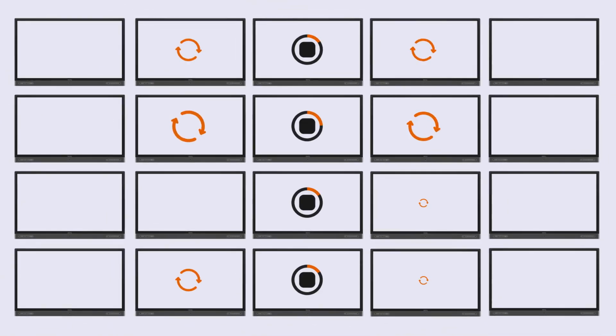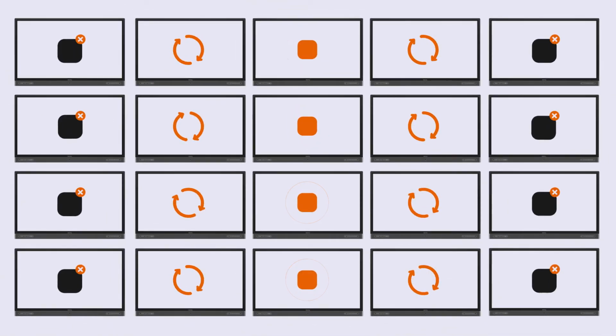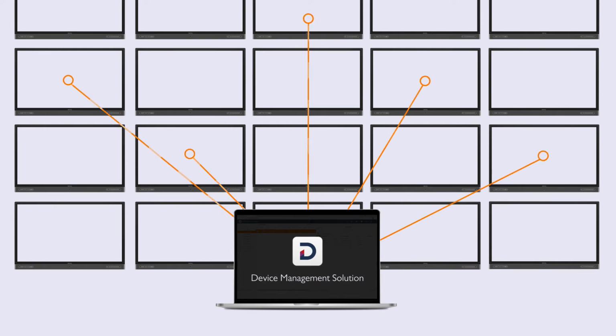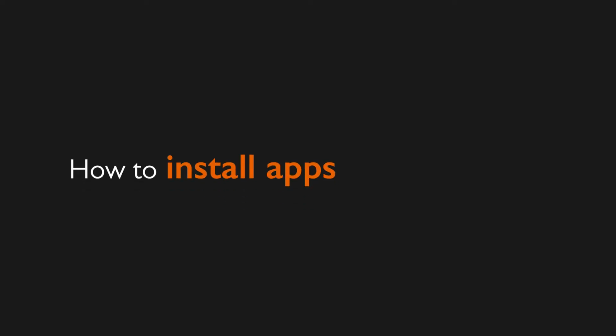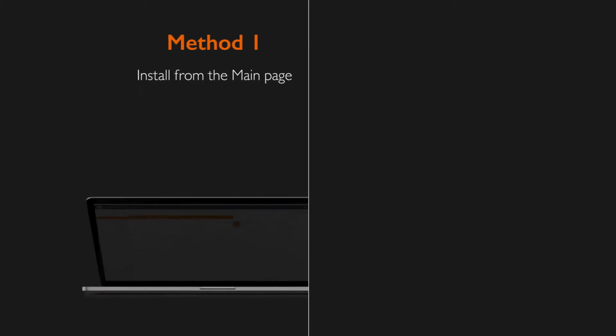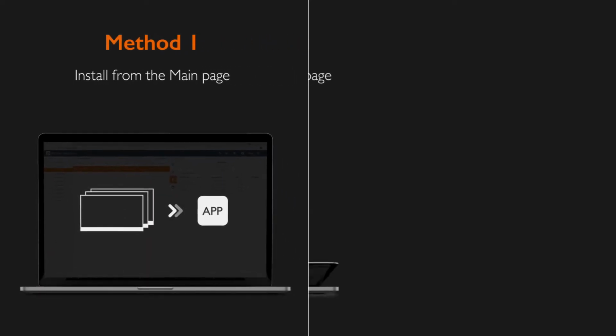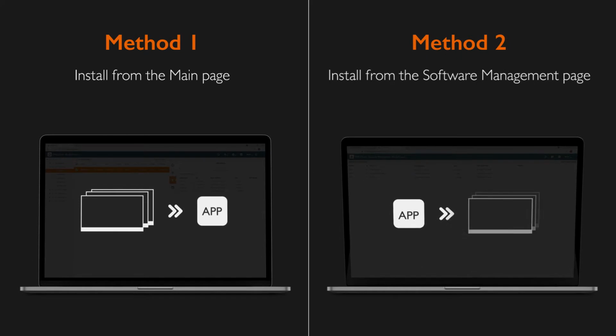BenQ DMS saves time by allowing you to remotely install, update, and remove apps on multiple devices. You can manage apps on displays individually or in groups. There are two ways to do this. You can either start from the main page by selecting devices or from the software management page by selecting apps.